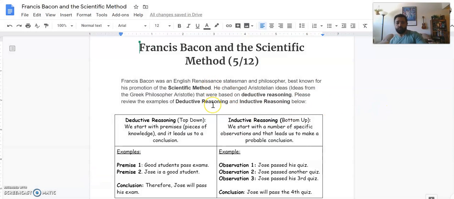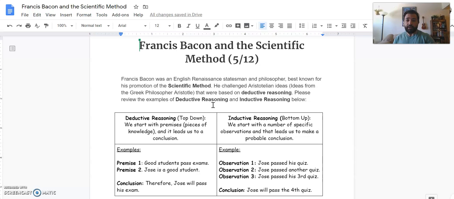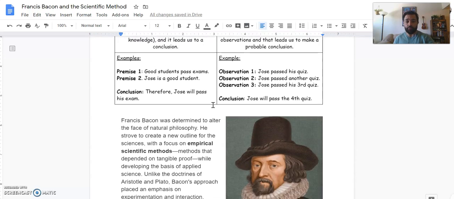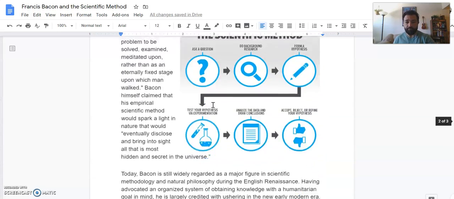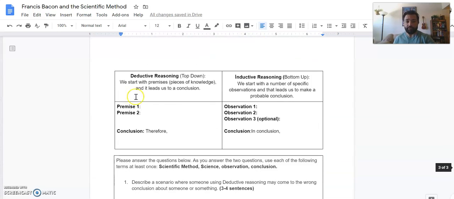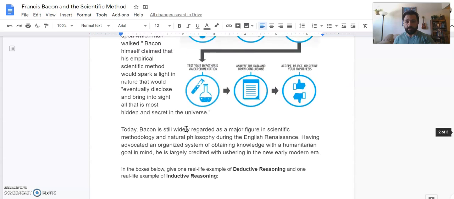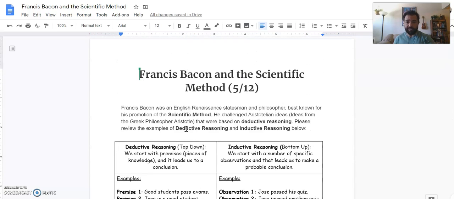This is what the assignment is going to look like in Google Classroom. This is not going to be using GoFormative or any other website. It's just going to be a Google Doc in Google Classroom, and you're going to read through this. I'm going to do that with you first, and then you will answer this section there, and these two questions here. Okay, so let's go ahead and get started.